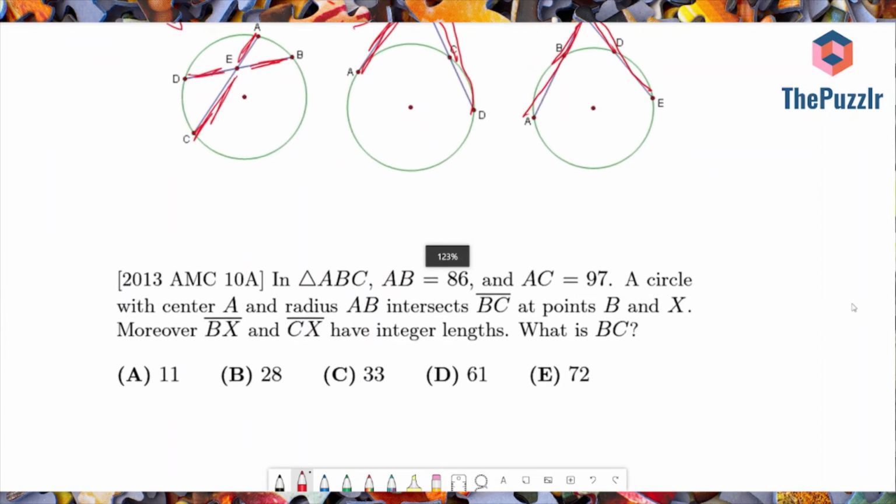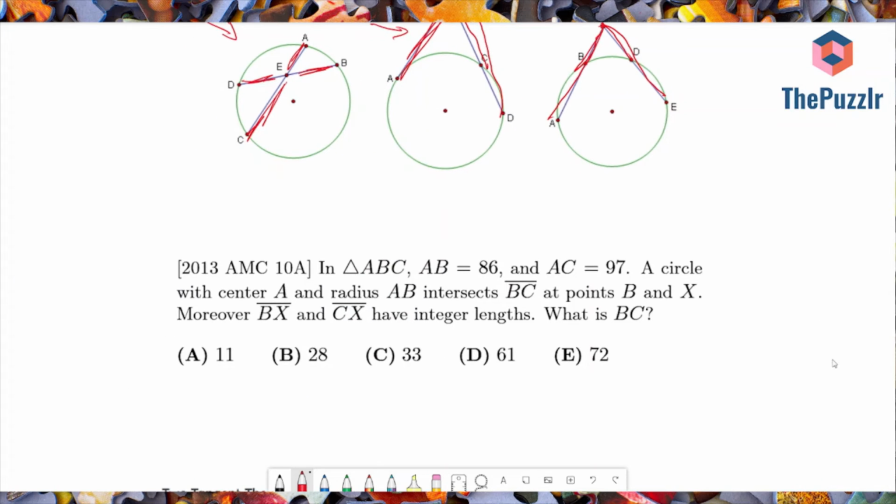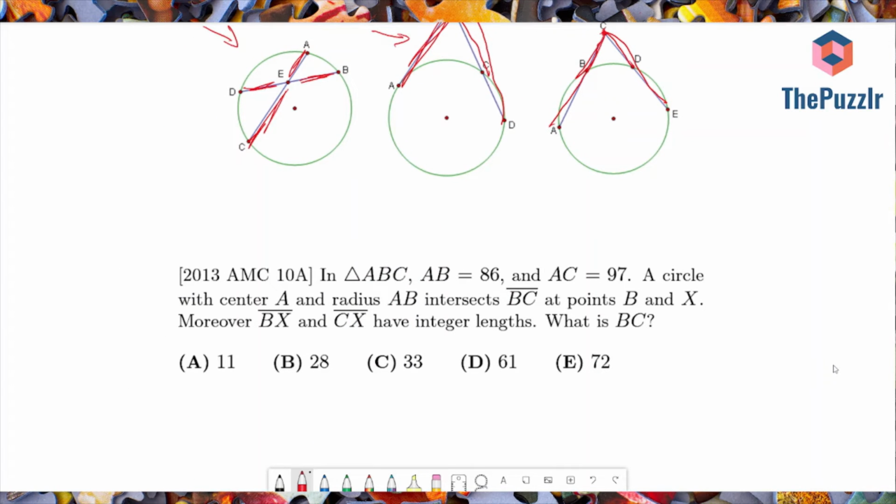In triangle ABC, AB is equal to 86, AC equals 97. A circle with center A and radius AB intersects BC at points B and X. Moreover, BX and CX have integer lengths. What is BC? Let's take a look at how to solve this problem.